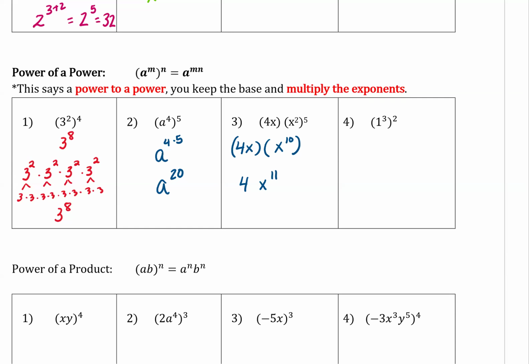And number 4, 1 cubed raised to the second power. Power to a power, we multiply. So that's 1 to the 6th, and 1 to the 6th is just 1.